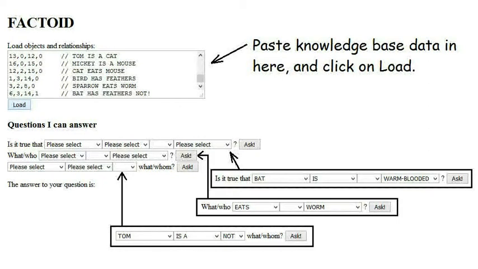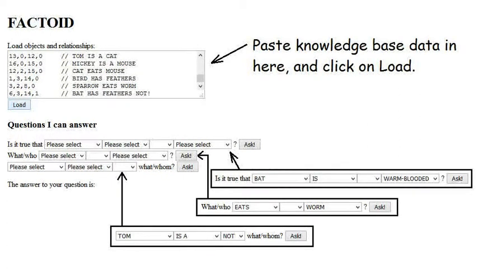Here's the screen view. You paste in the knowledge base data in the format that you've just seen into the text area and click Load. There are 3 types of questions that this rudimentary system can handle. Firstly, it allows you to ask whether a particular statement is true or not, such as "bat is warm-blooded". Select the parts of the statement from the first set of the drop-down lists. There is also a drop-down box that lets you select "not" if the relationship in question is something like "bat is not warm-blooded". Then click on the first Ask button to ask the question.